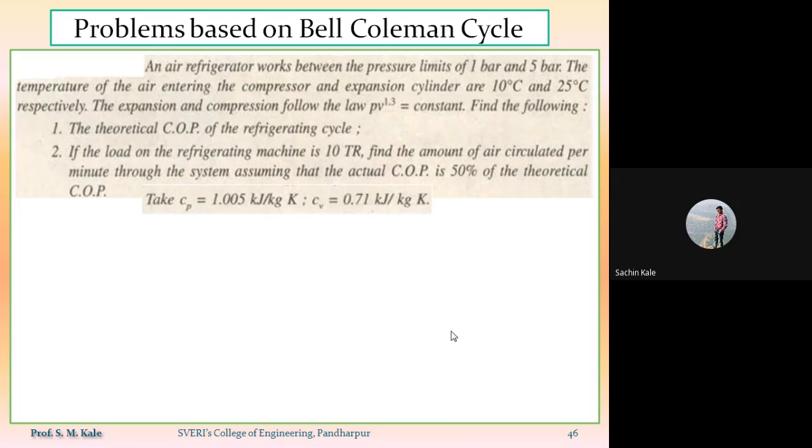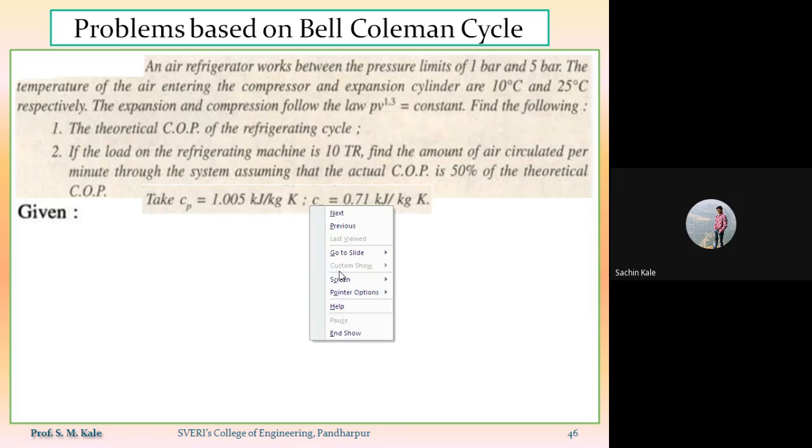Okay, thank you. So here, what they have given is one air refrigerator working between the pressure limits of 1 bar and 5 bar. So 1 bar is nothing but the lower pressure, which will be denoted by P1, equal to P4, because we know the PV diagram and TS diagram.